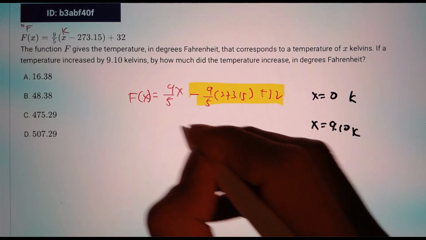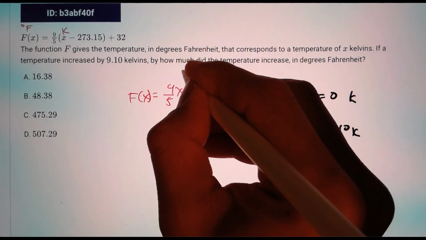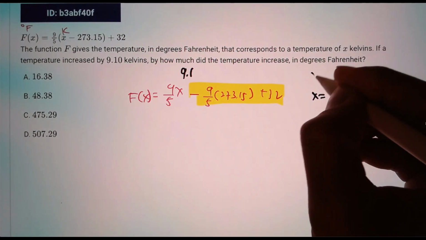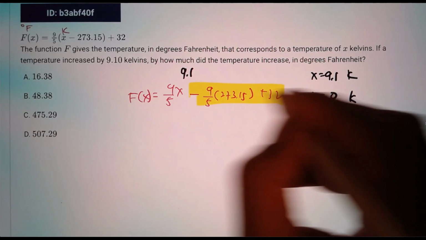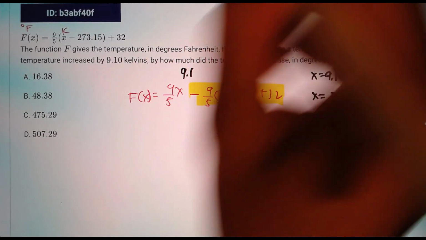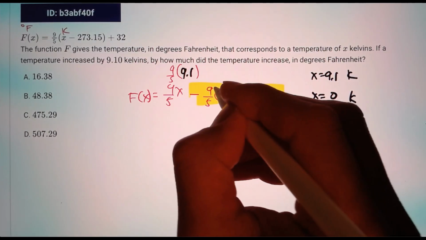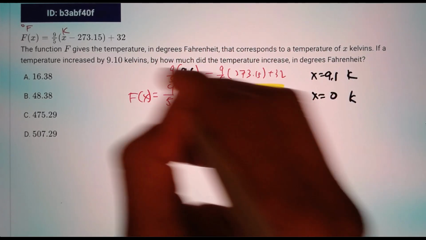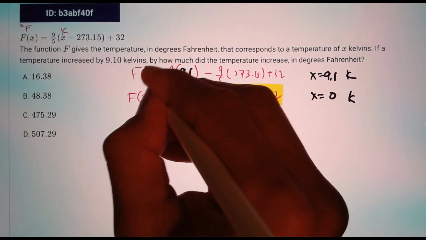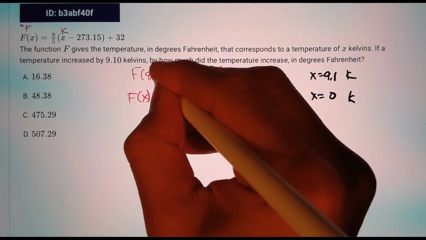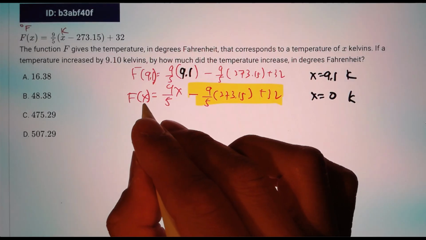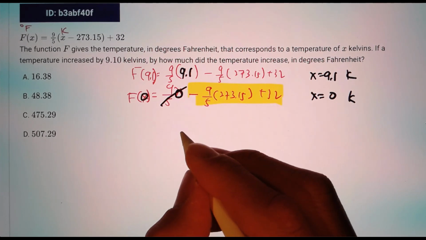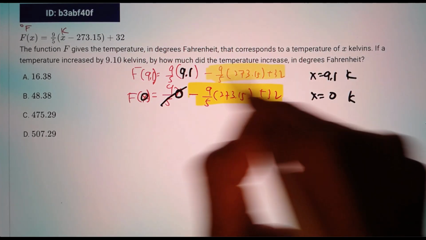And if you put 9.1 this time, let's put 9.1 on top so that we can just subtract the entire equation. When x equals 9.1 Kelvin, yes, this part changed. The one I highlighted stays the same. When you plug in 9.1, and if you put 0 here, that thing will be 0. But this highlighted part is still the same.